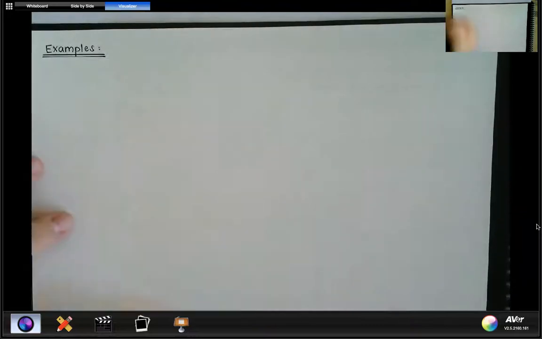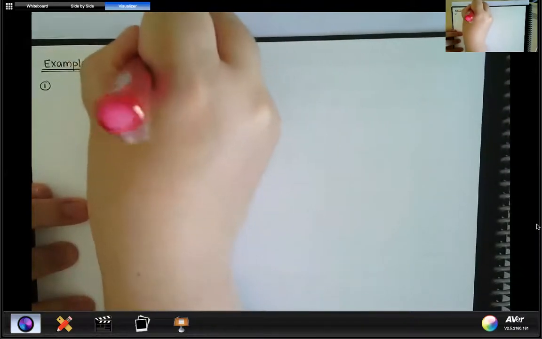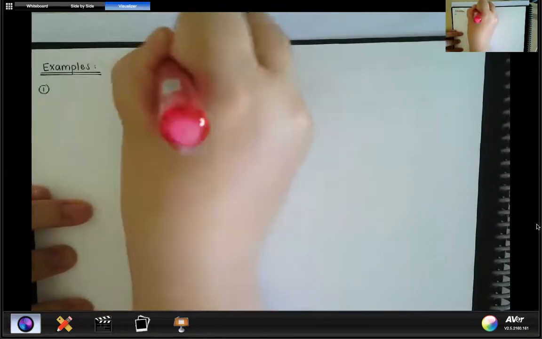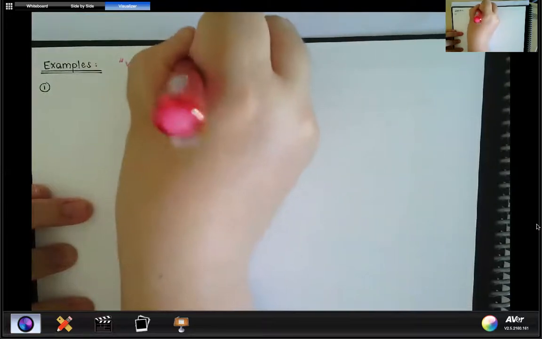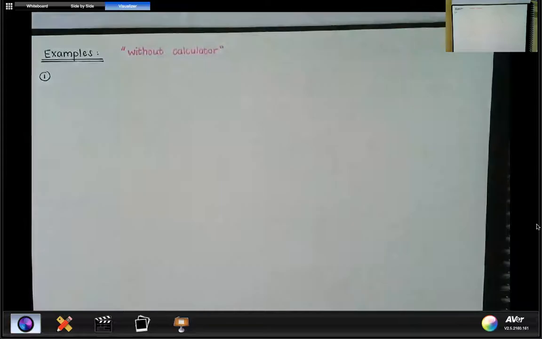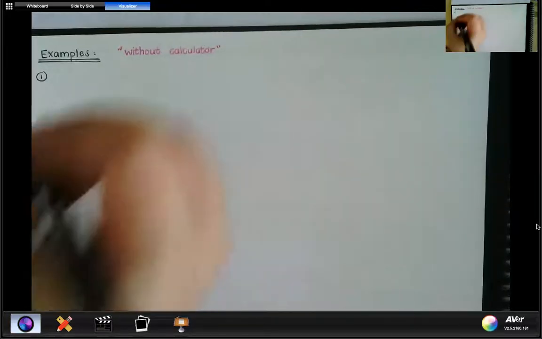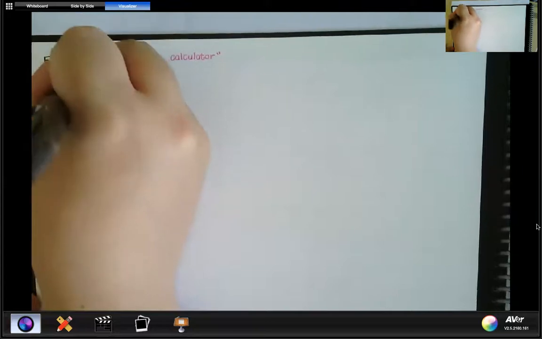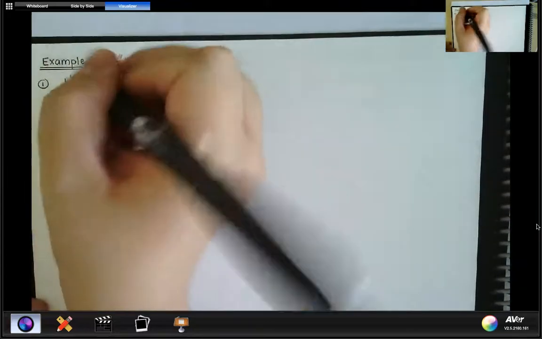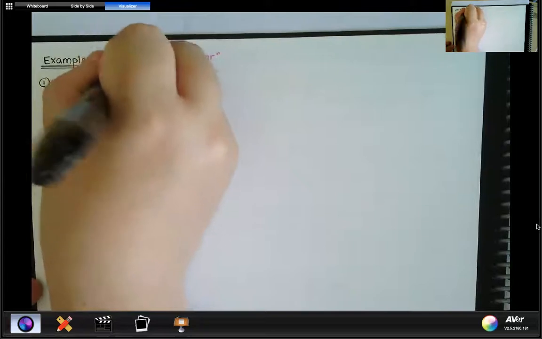Okay, so number one, I should just add that at the top. So this is if they're saying without calculator. Otherwise you just type it in. Right, the first thing is the integral from 2 to 4 of x cubed dx.